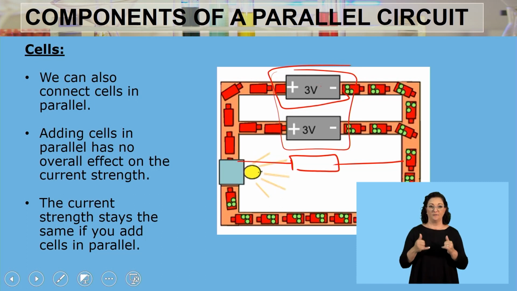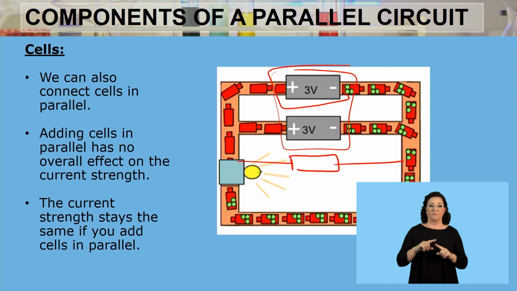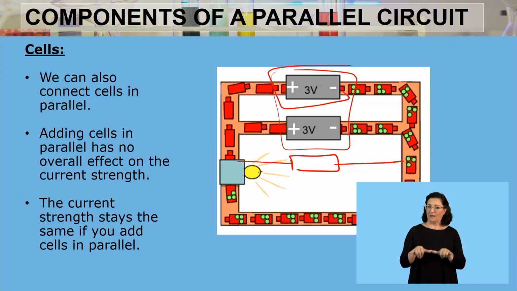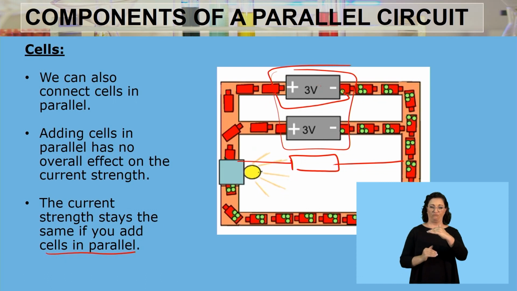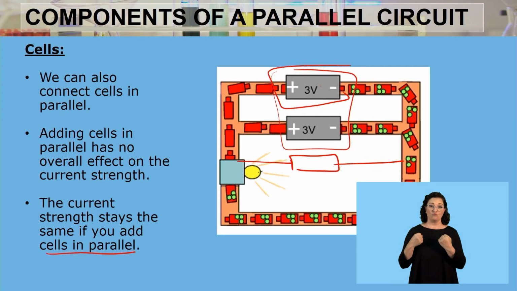Remember, the relationship is between the resistance and the current. Once the resistance decreases, which it does in parallel if you add more resistors, in other words, if you add more light bulbs in parallel, the resistance is going to decrease. However, the current strength is going to increase because of that relationship. So we're saying that the current strength stays the same if you add cells in parallel. You need to remember that resistance and current have that relationship that when one increases, the other one decreases. But the current and the cells in parallel do not have that; adding more cells in parallel doesn't have any effect on the current strength.